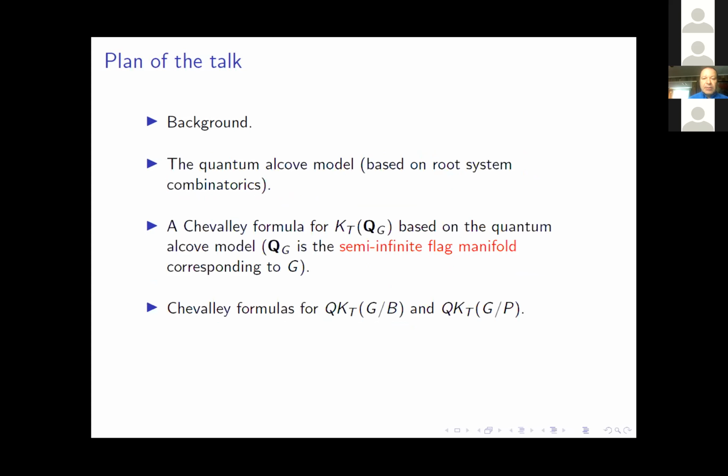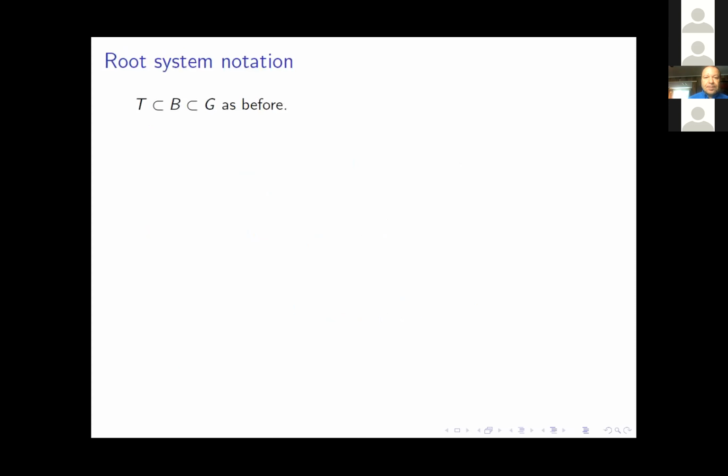Then I will talk about Chevalley formulas for quantum K-theory of the finite type flag manifolds G mod B, or partial ones, G mod P. And then I will give applications, more explicit computations and results in type A, so for the K-theory of the type A flag manifold.